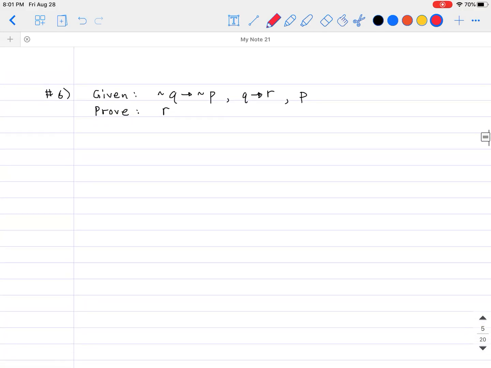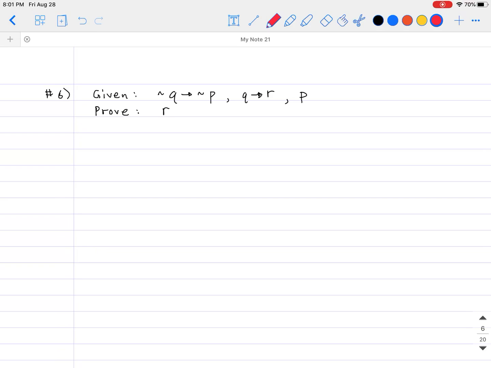Nonetheless, let's move on to another example, number 6, which I again stole from kind of like a textbook. Given negation of Q implies negation of P, we have Q implies R, and then we have P. And finally, I want you to use all of that to prove R. So if you want to stop right now and try it on your own, totally fine. But if not, then I'm going to go on then, okay? All right, so again, let's go ahead and think about the strategy. Let's go ahead and write everything out here.